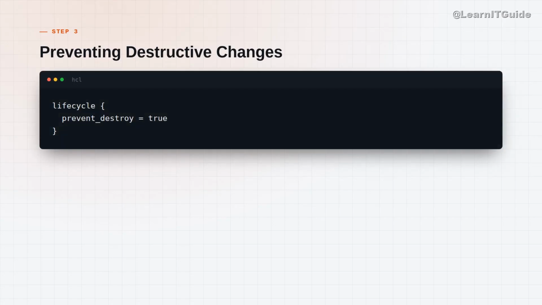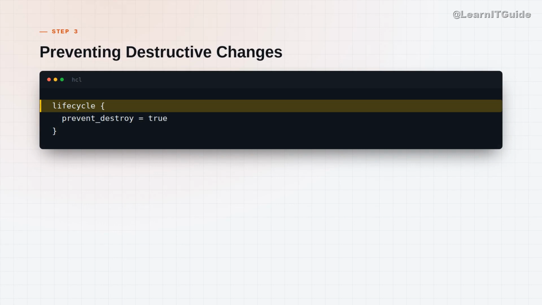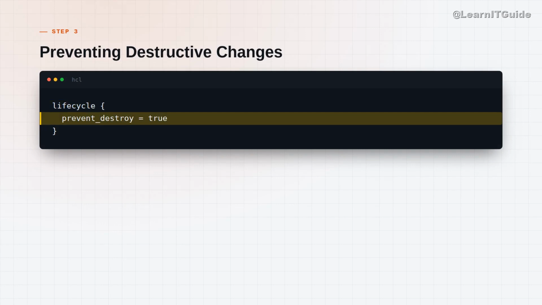If a resource is too important to delete, use the lifecycle block in your Terraform configuration. By setting prevent_destroy to true, you add a safety guardrail. If someone tries to run a change that would delete this specific resource, Terraform will throw an error and abort the operation.